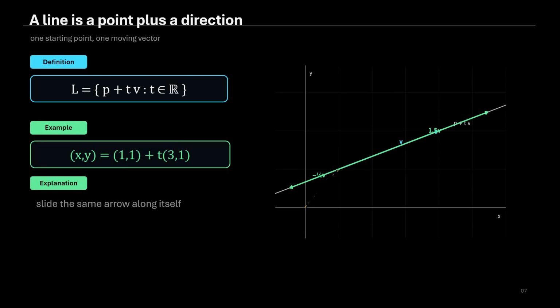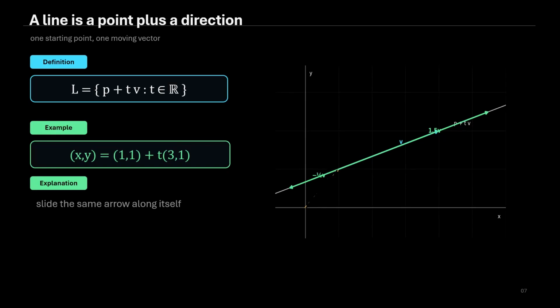So, for example, if we look at all of the points of the form (1, 1) + t(3, 1), this means we're talking about the line that passes through the point (1, 1) and goes parallel to the vector (3, 1). If we look at the vector (3, 1), we go 3 units and then 1 up, and we see that we're going parallel to that vector v, and we're passing through the point (1, 1).